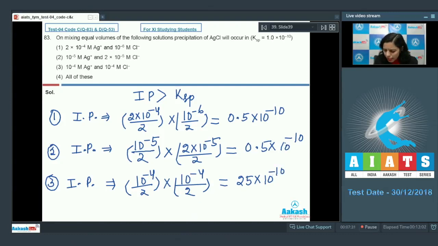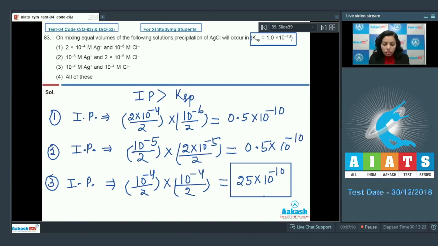Now you can easily compare this with the KSP value. If you look at these values, you will identify that the value given here, 25 into 10 raised to the power minus 10, is more than this KSP value. What's that? This is 1 into 10 raised to the power minus 10. So on that basis, the third case is the case when, on mixing these two solutions, precipitation will occur. And definitely this is the correct answer, and that's why I'll write it here as the correct one.